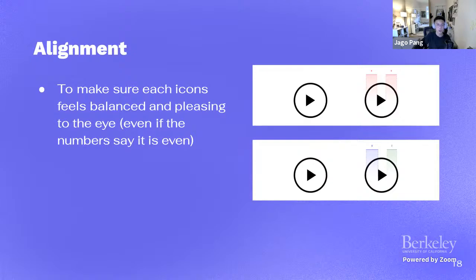Alignment. Sometimes when you auto align things, they're not actually aligned in the middle to the eye. So make sure that each icon feels balanced and pleasing. For example, on the right, the play icon is technically aligned to the middle, but because one side is thicker than the other side, it feels kind of off. So make sure to align and use your best judgment to make it even.